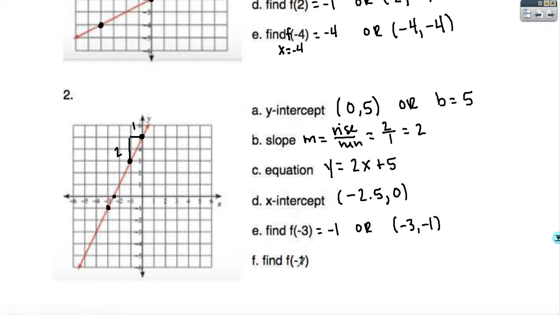F asked me to find f of -1. So I'm going to go to -1 on my x-axis, follow it up to where I've got something on the graph, and it looks like that's at 3. So f of -1 is equal to 3, or you might see it written as a coordinate, and that would be (-1, 3).